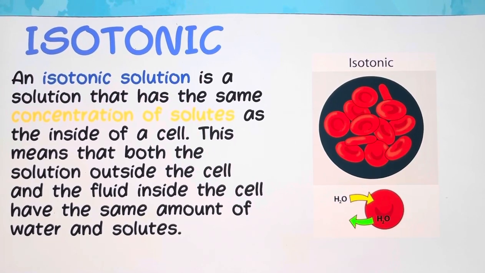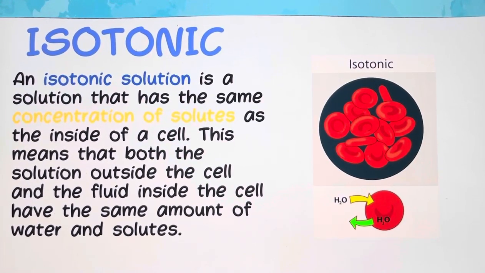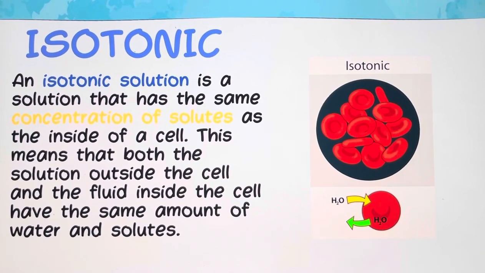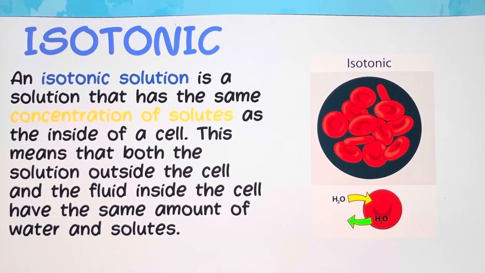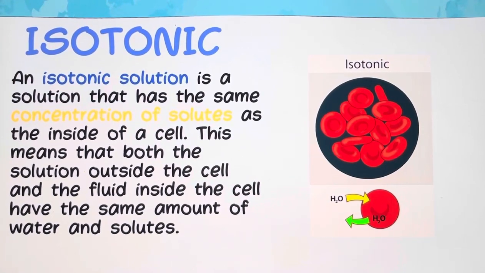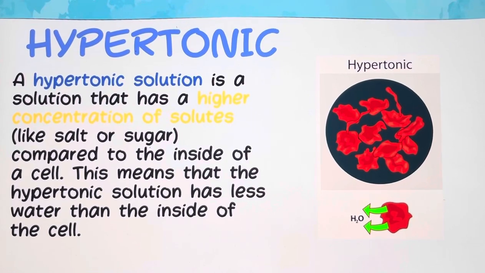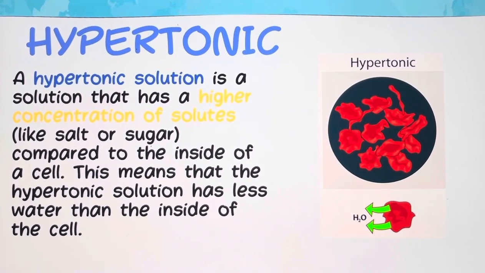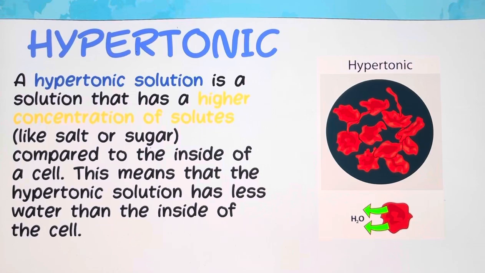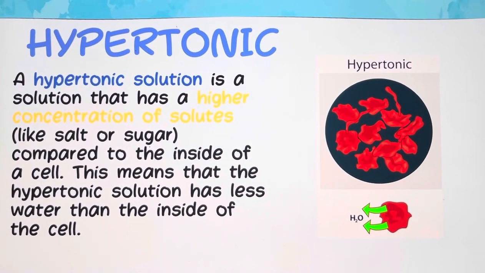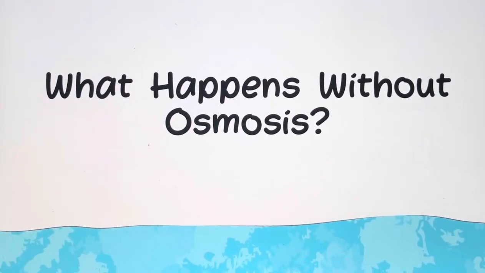Isotonic is when a solution has the same concentration of solutes as the inside of the cell. So this means that the fluid outside the cells and the fluid inside the cells have the same amount of water and solutes. And a hypertonic solution is a solution that has a higher concentration of solutes, like salt or sugar, compared to the inside of the cell. This means that the hypertonic solution has less water than the inside of the cell.